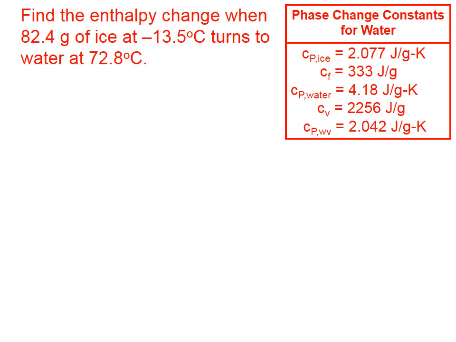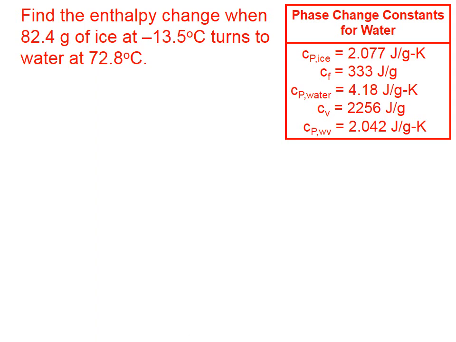Find the enthalpy change when 82.4 grams of ice at negative 13.5 degrees Celsius turns to water at 72.8 degrees Celsius. In the upper right, we have the 5 constants that apply for water. We have the heat capacity of the solid, liquid, and gaseous phases, and then we have the heat of fusion and the heat of vaporization.